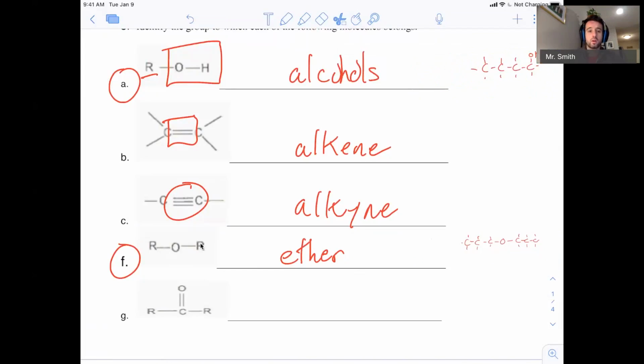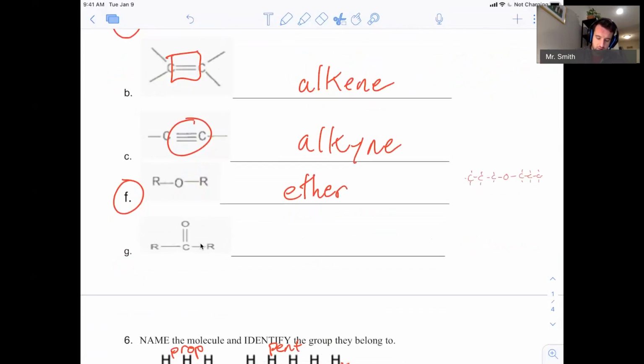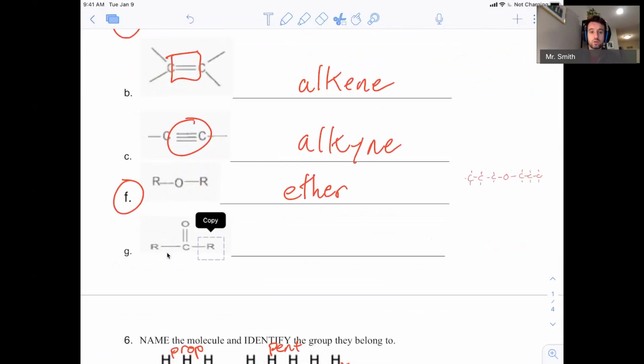Cool. Okay, this next one over here, notice that it is a C double bonded to an O, but then notice that there are little R groups on either side there. So it's not a carboxylic acid. Instead, it's going to be what we call a ketone.